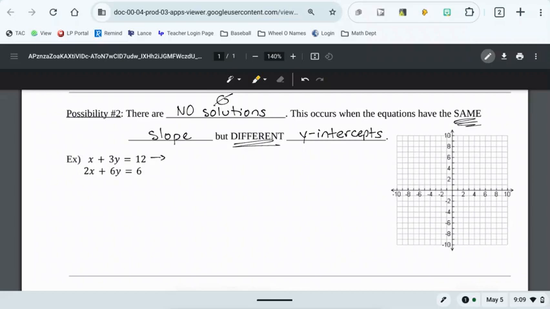So when this happens, you see two equations, same slope, different y-intercepts. There's going to be no solutions. And this is why. Well, let's graph it first, and then we'll say why. But maybe you know why.